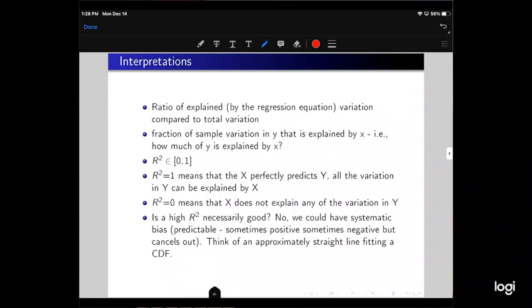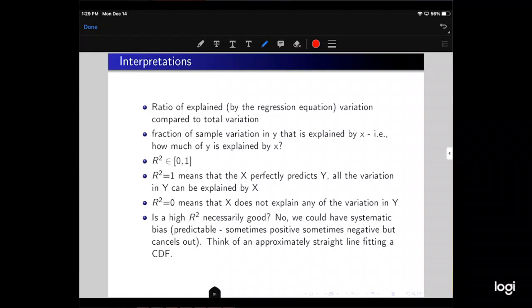Some interpretations of the R-squared. It's the ratio of variation explained by the regression equation compared to the total variation. In other words, if the regression equation explains a lot of the variation, this is going to be closer to 1, meaning 100% of the variation is explained by the regression equation. It's the fraction of sample variation in y that is explained by x. If there's some amount of variation in y, what percentage of that variation is explained by x?